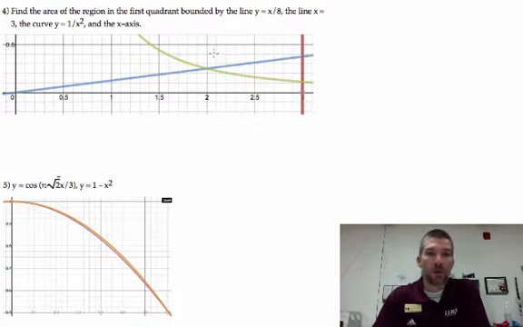y equals x over 8, which is in blue. So this is y equals x over 8. The line x equals 3 is in red, so that's this guy right here. And the line 1 over x squared. Y equals 1 over x squared is right here.